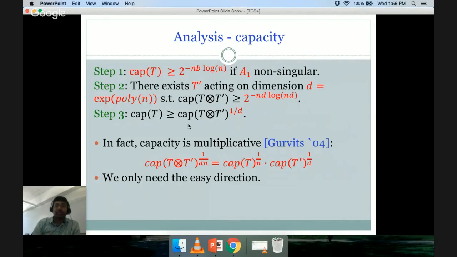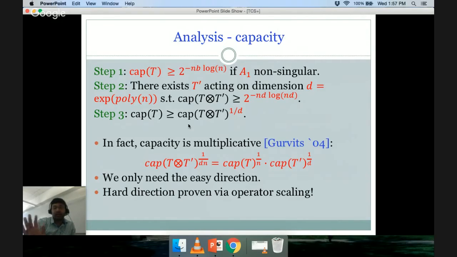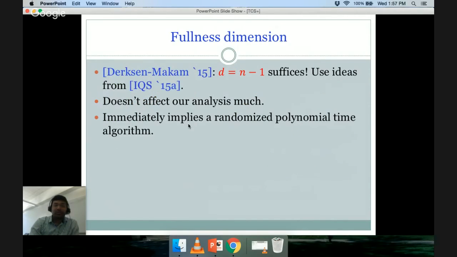Note that in step 3 we needed a lower bound on the capacity of T in terms of the capacity of T tensor T prime. In fact, this notion of capacity is multiplicative. The capacity of T tensor T prime, appropriately normalized, is equal to the product of the capacities of T and T prime. We only needed the easy direction, but it's curious that the hard direction in fact holds: the capacity is multiplicative. What this means is that when you're doing this optimization for T tensor T prime, the optimizing matrix is also a tensor product over the spaces. And the hard direction is in fact proven by operator scaling. So this was the analysis of capacity.